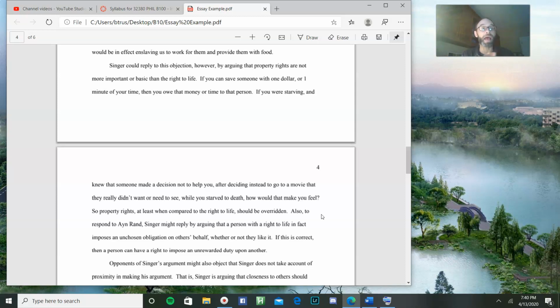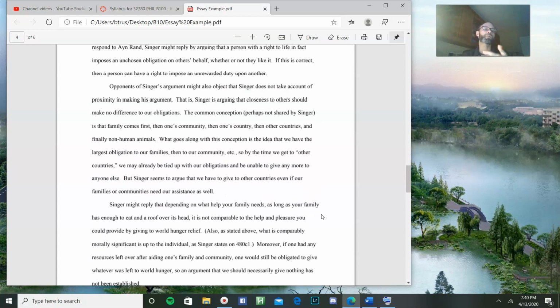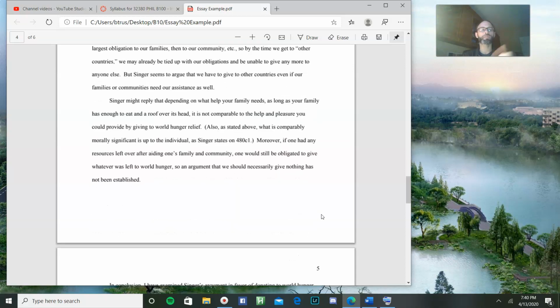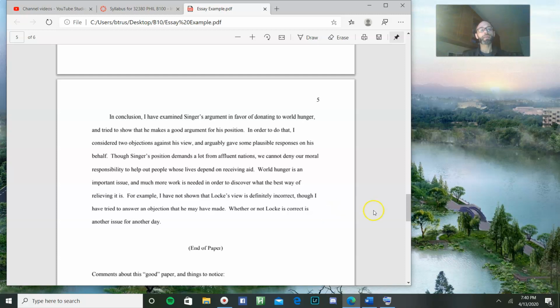You need at least to consider one objection to the argument that you will be supporting in your paper, and somehow dispense with that objection so that you can prove, to the extent you can, in 6 to 7 pages, your thesis. The author of this paper presents another objection, dispenses with another objection, and then they get to their conclusion.